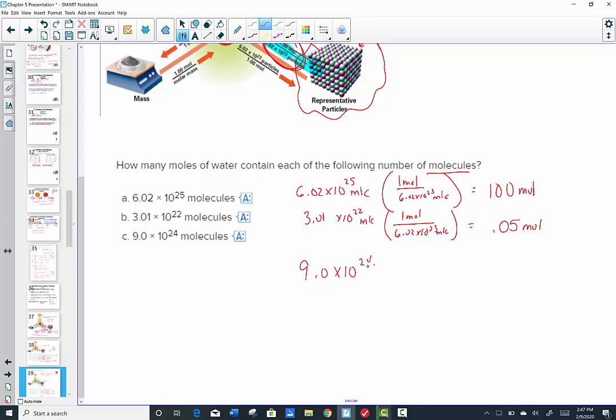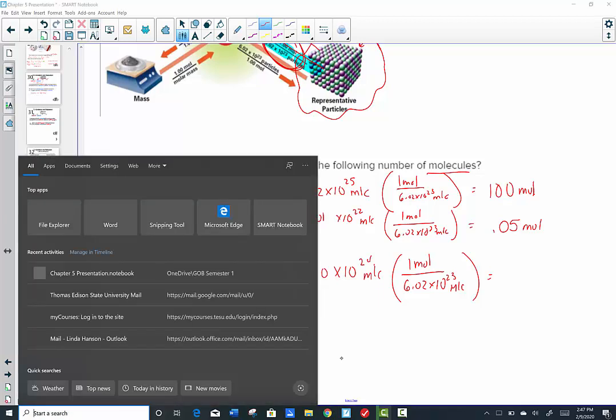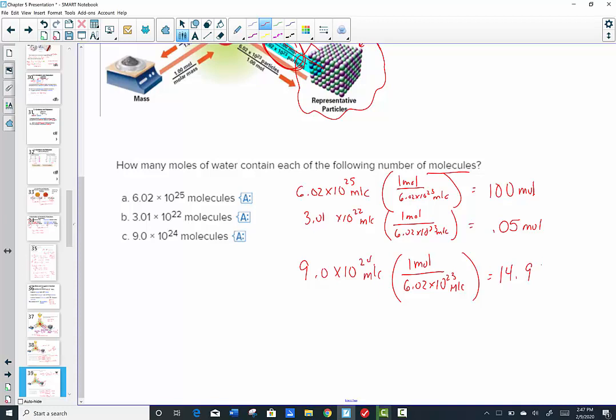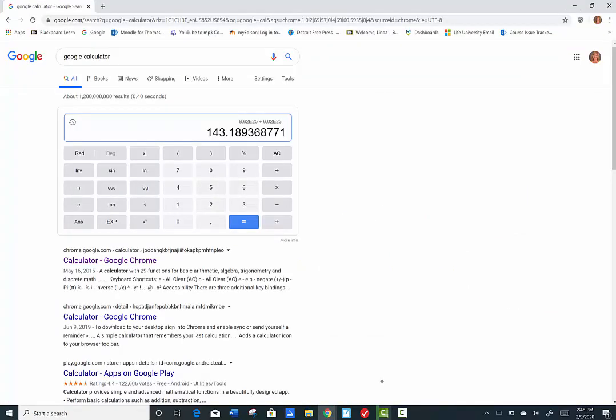And one more. 9 times 10 to the 24th molecules. Converting to a mole means we're going to divide by Avogadro. There is an Avogadro's number of molecules in that mole. So 9 EE 24 divided by 6.02 EE 23, and I find 14.95 moles. I'll just say 15 moles. Remember, one more time, when I'm calculating, I would start by saying 9, then the EE or EXP key, and raise that to the 24th power. That reads 9 times 10 to the 24th. I'll divide by Avogadro, 6.02 EXP 23, and that's my answer, 14.95.